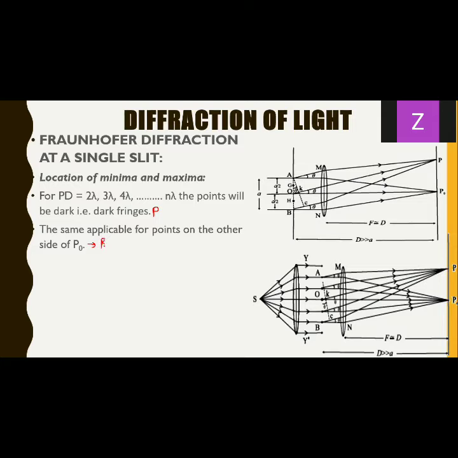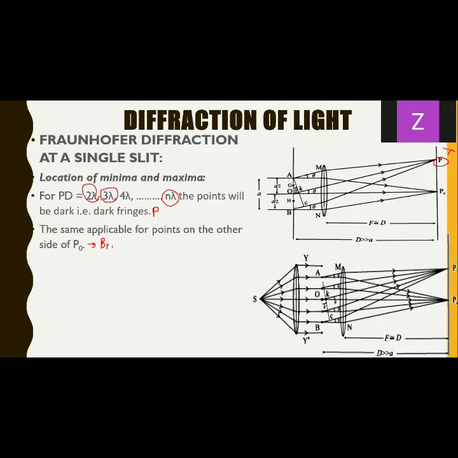So when we consider the consecutive points, what will happen? The same condition can be used for consecutive points afterwards, right? So here at point P, कितना था? यहाँ पे लैम्बडा था, तो हम लोगों को डार्क फ्रिंज मिला. तो उसके बाद कहाँ पे मिलेगा? 2 लैम्बडा पे मिलेगा. उसके बाद कहाँ पे मिलेगा? 3 लैम्बडा पे मिलेगा. So on and so forth. At n lambda, we will get a dark fringe.